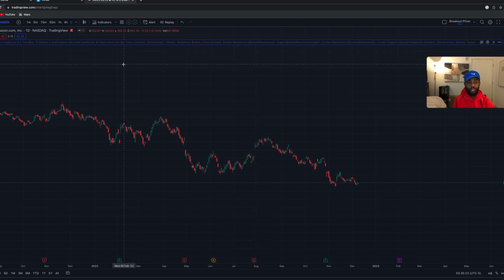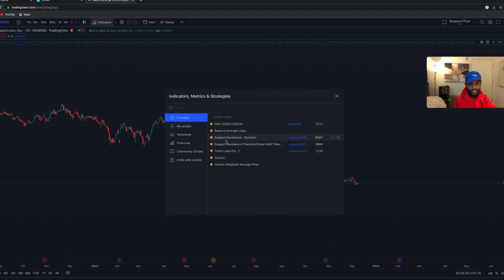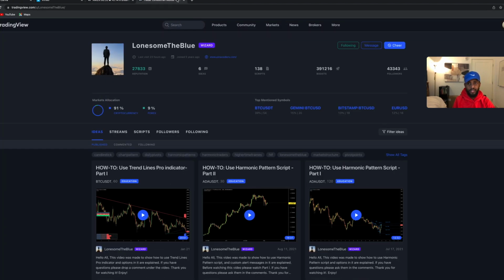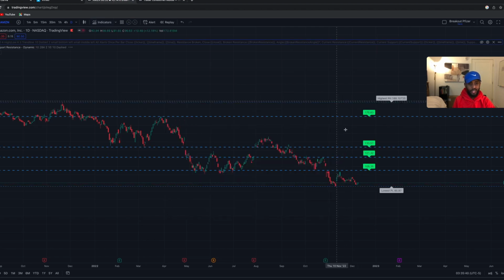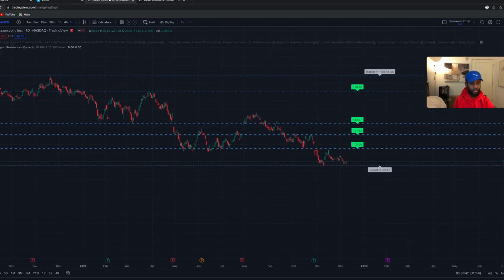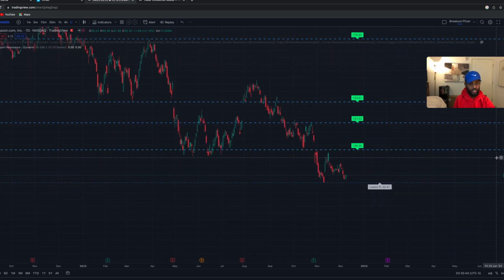Now, the next thing that I do is I find my support and resistance levels. The indicator that I use for this is Support Resistance Dynamic, and it's by the same creator. So when we select this, it gives us support and resistance levels for Amazon or whatever stock we are trading. And when you change between the time frames, it'll show you the new support and resistance levels. So I like to chart them myself. So I'll chart that 105.35 area-ish.